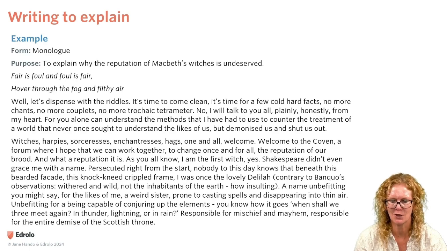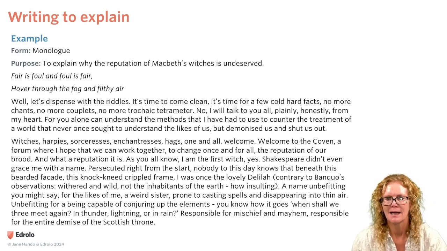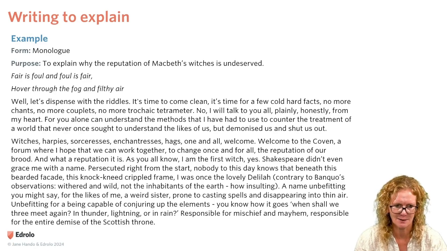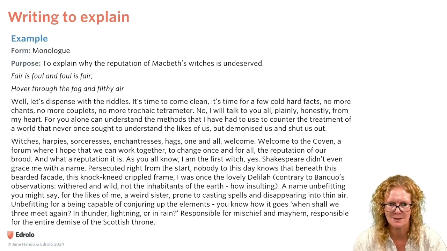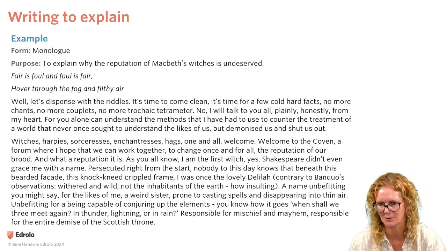Nobody to this day knows that beneath this bearded facade, this knock-kneed, crippled frame, I was once the lovely Delilah. Contrary to Banquo's observations, withered and wild, not the inhabitants of the earth. How insulting. A name unbefitting, you might say, the likes of me, a weird sister, prone to casting spells and disappearing into thin air, unbefitting for a being capable of conjuring up the elements. You know how it goes. When shall we three meet again, in thunder, lightning, or in rain? Responsible for mischief and mayhem, responsible for the entire demise of the Scottish throne.